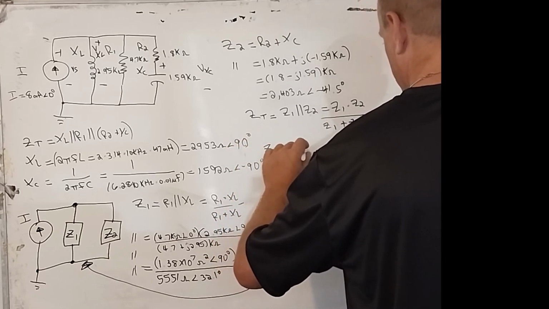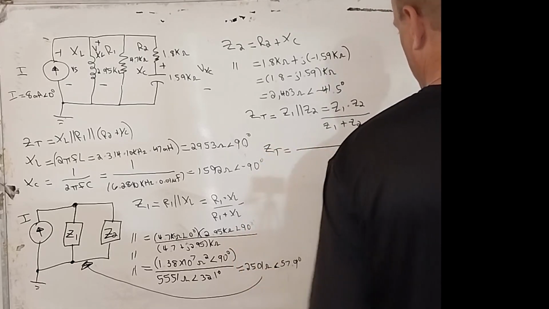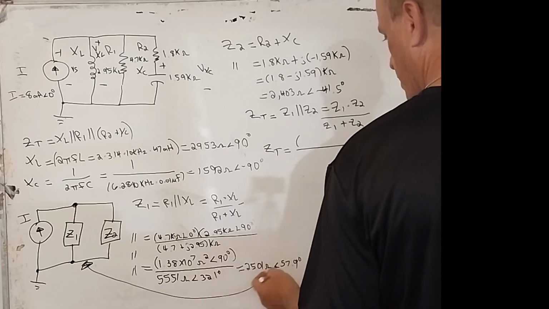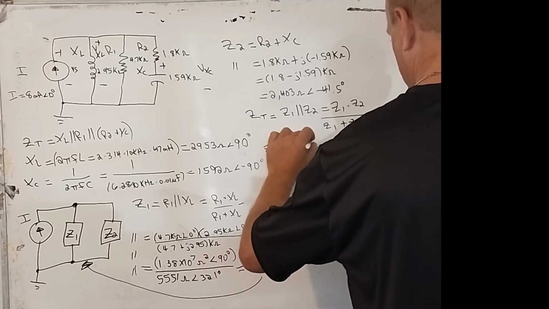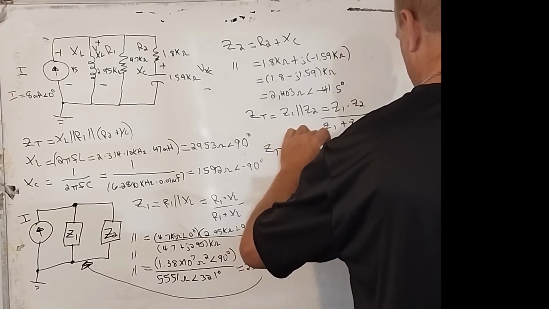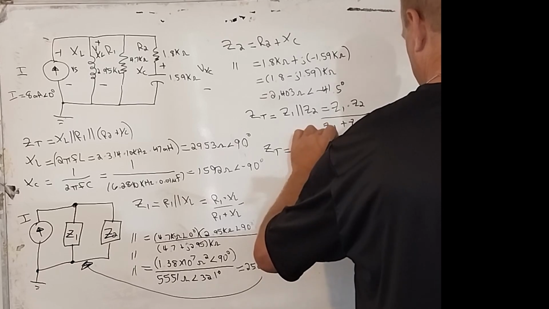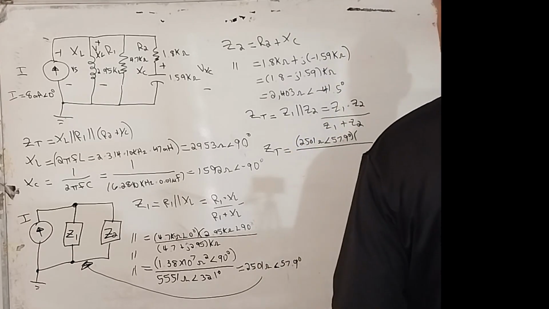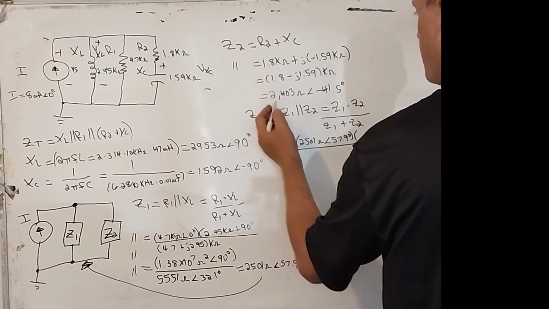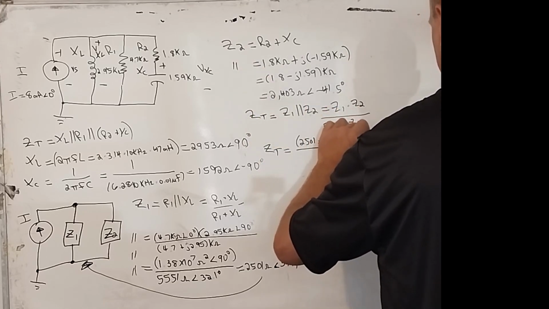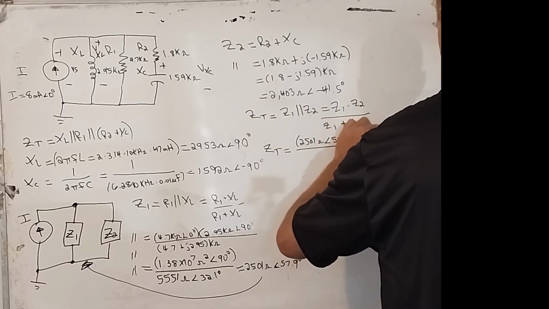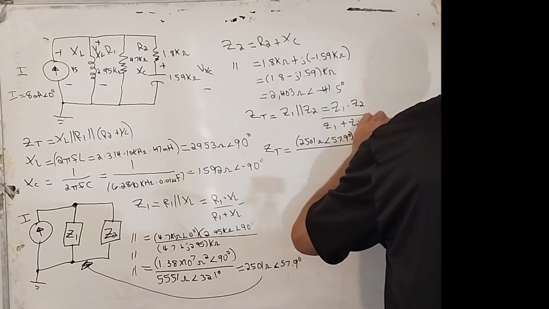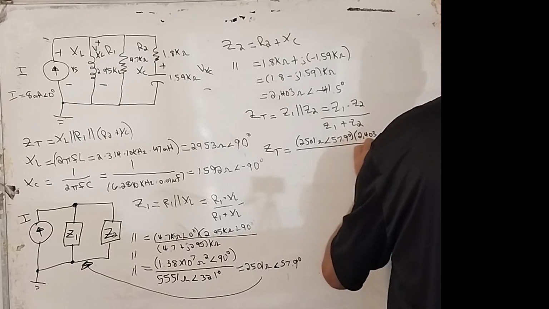So I could rewrite this as Z sub t. That's equal to, well, let's do the top first. The product of Z sub 1, 25.01 ohms at an angle of 57.9 degrees. Let's multiply that by Z sub 2, which is 24.03 ohms at an angle of negative 41.5 degrees.